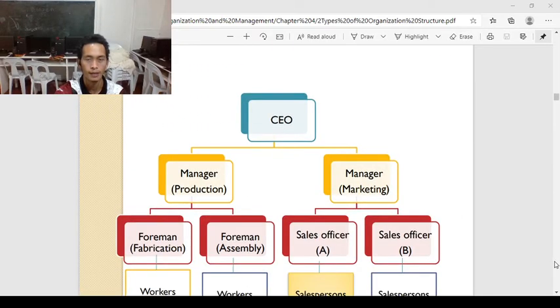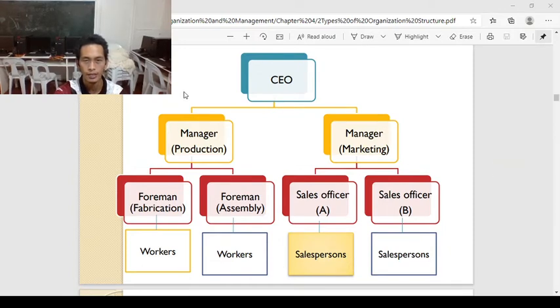For example, the rank. The line departments here are the yellow ones: the manager in production and the manager in marketing. This is the top management, which manages the middle managers, and then the first line managers: foreman for fabrication and assembly, and sales officers A and B. The rank and file are the workers and salespersons. So it is very clear in that particular structure that we can see the relationships of the employees.